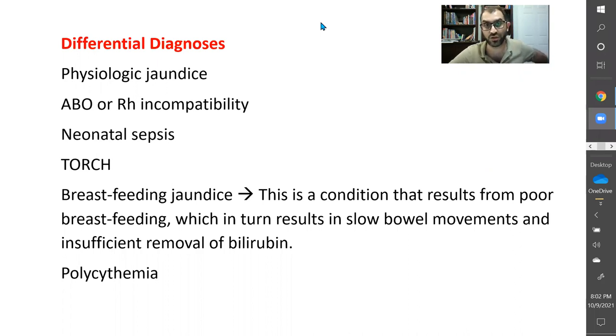So all the TORCH infections can give you prolonged jaundice, hepatosplenomegaly, IUGR, intrauterine growth retardation, IUFD, intrauterine fetal death or fetal demise. All of them can give you mental retardation.